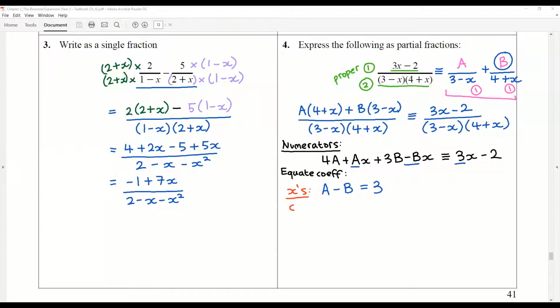Now we can compare the constants. I'll just use C's for that. So if we compare the constants, we're going to have 4A. I'll do it in a different color so we can see. So 4A add 3B.